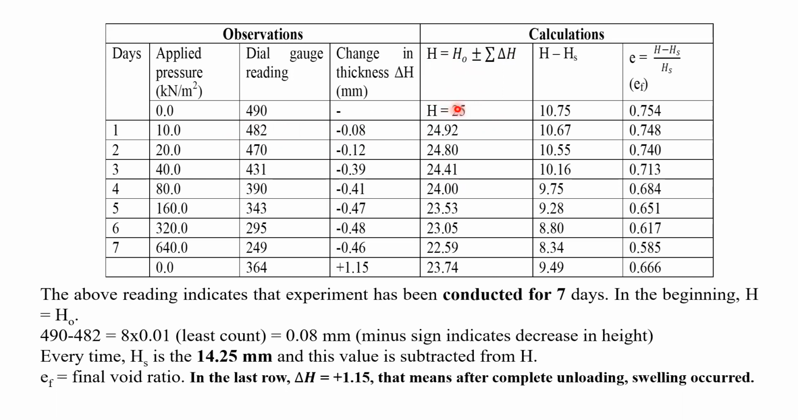Okay. So H is nothing but H0, 25 millimeters. So 25 minus the change in thickness, 0.0 minus 0.08. So this value we shall get. Similarly, H minus HS, you can see HS already we have calculated here, 14.25. So from each value of H, we shall subtract the HS. So we can see that for different effective stress, we shall get the values of H minus HS.